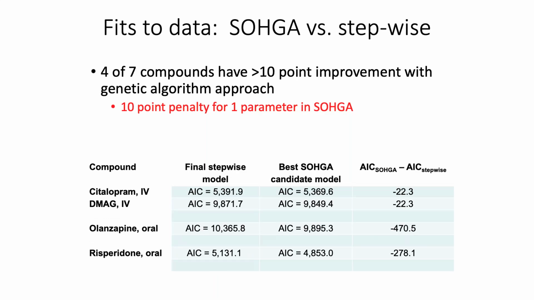So how did these models compare in terms of the AIC, the Akaike information criteria? Well, for 4 of the 7 compounds, we had more than a 10-point improvement with the genetic algorithm approach. We were using a 10-point penalty for 1 parameter, so it's not really the AIC, which is 2 points per parameter. So we went back and calculated the AIC. We saw this for the IV citalopram, the IV desmethyl-geldanamycin, the oral olanzapine, and oral risperidone.